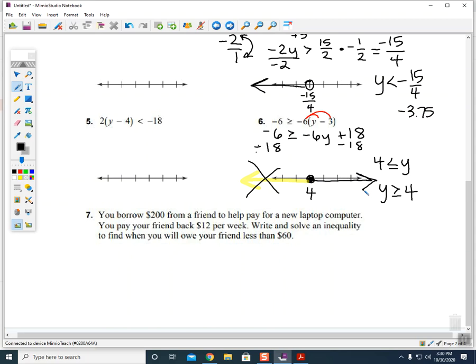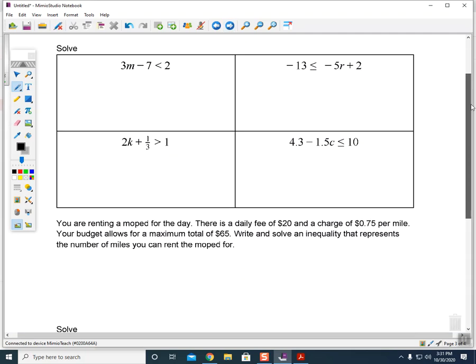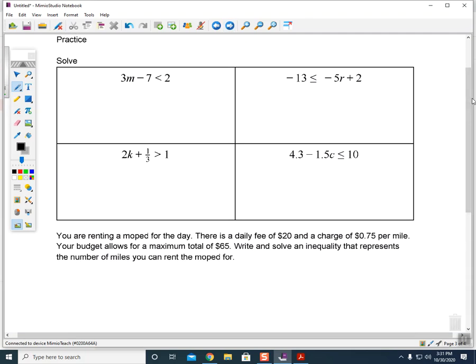I want you to try the word problem on your own. Let's see what else we got here. All right, so now we're going to have some practice. Let's do this one together, and then I'll have you do the rest on your own.